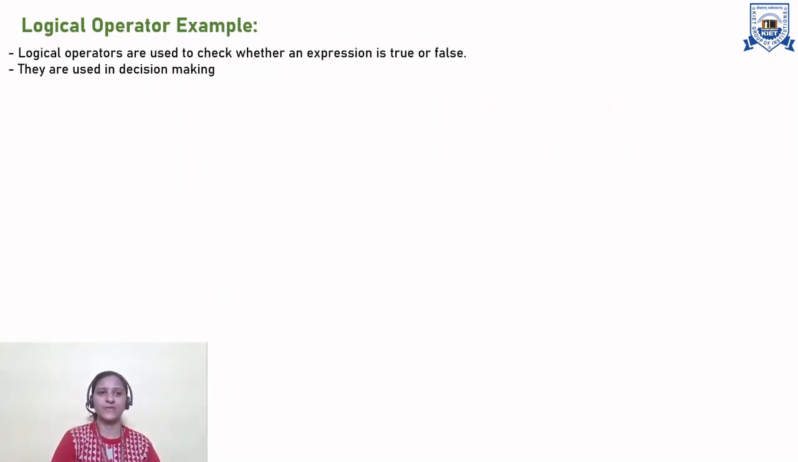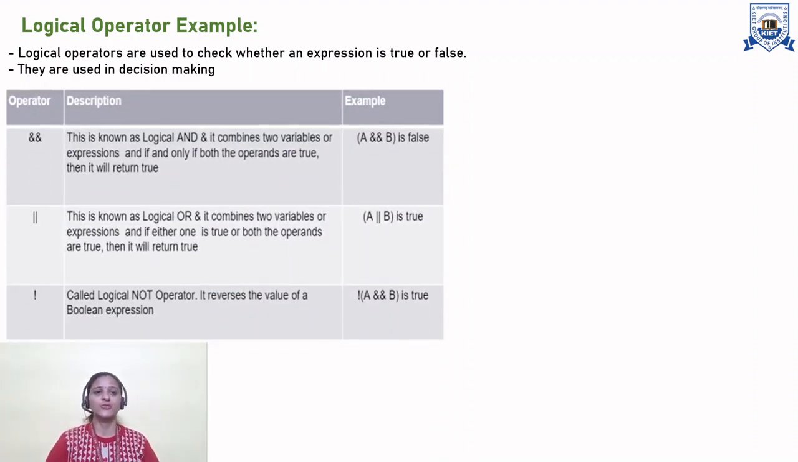Logical operators are used to check whether an expression is true or false. They are used in decision making. So there are three operators for logical operations. Double ampersand is known as logical and, it combines two variables or two expressions. If and only if both the operands are true, then it will become true. Both expressions must return true. If any one fails, the answer will be false.